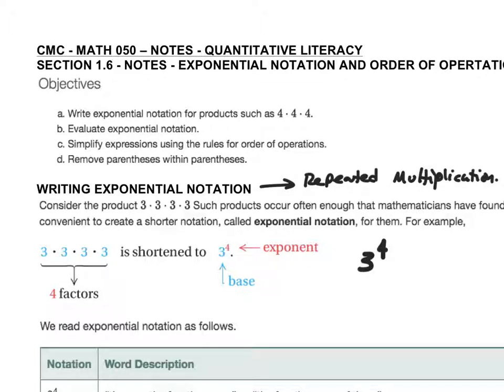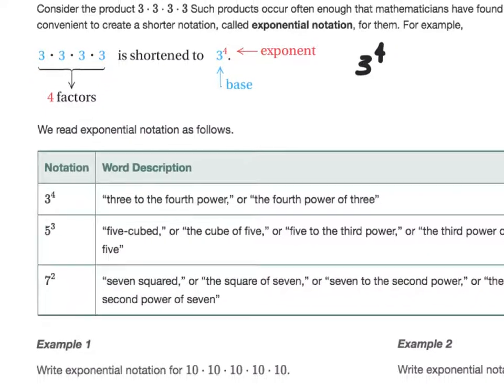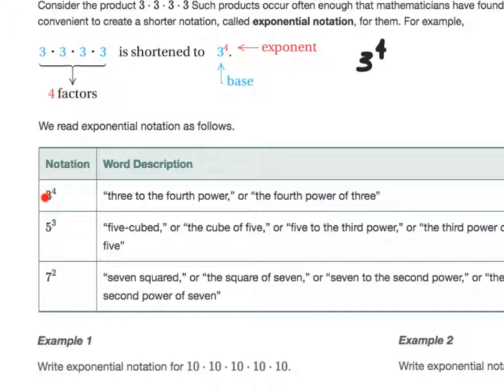And the 4 needs to be a little number that's above the big number. Now the big number we call the base. Okay, the top number we call the exponent, hence exponential notation. Okay, and so if we wanted to read this, we would say it as follows. Like if we had 3 to the 4th power, we would just say that as 3 to the 4th power, or we could say the 4th power of 3.